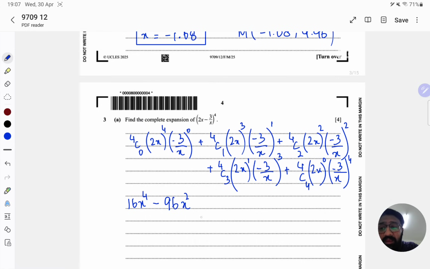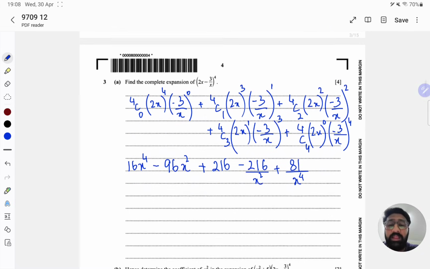x cubed divided by x will be x squared, plus 4C2, which is 6 times 4 times 9, which is 216 x squared, and divided by x squared will become x to the power of 0, plus 4C3, which is 4 times 2 times minus 27, which is again minus 216, and x is in the numerator and x cubed is in the denominator, so we will be left with x squared only, plus 4C4, which is 1 times 1 times minus 3 to the power of 4, which is 81, divided by x power 4. So this is the whole expansion that we have.